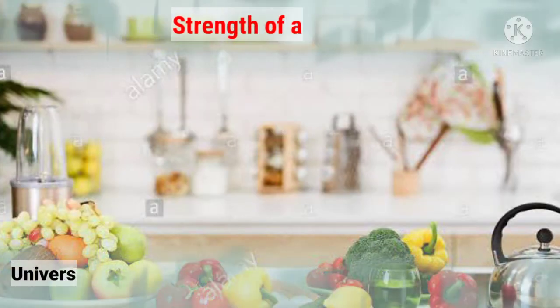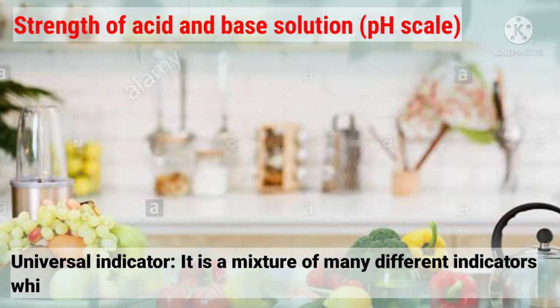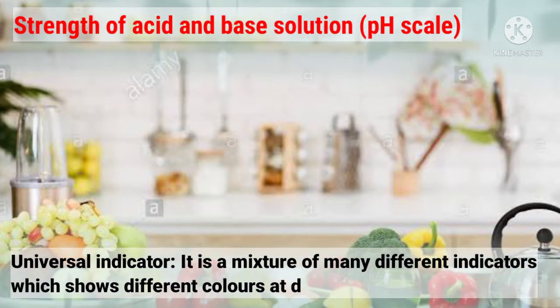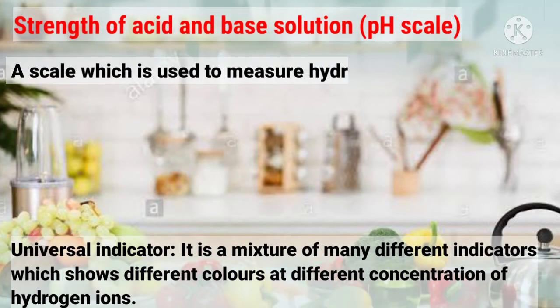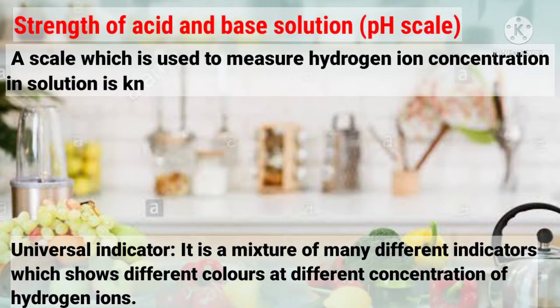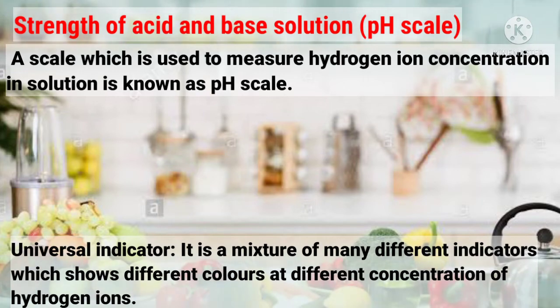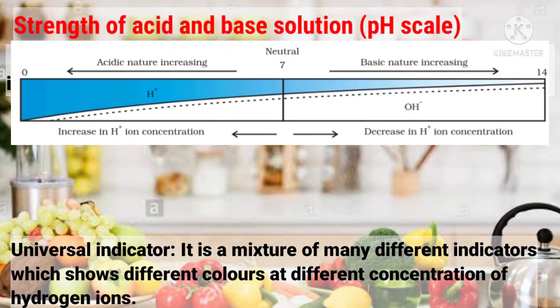Now, we will discuss how to measure the strength of acids as well as bases. This can be done by using the pH scale. Here, P is nothing but potence, which can also be called potential. H is nothing but hydrogen. Therefore, the pH scale is nothing but potential of hydrogen. This is the scale which is used to find out the hydrogen ion concentration in a given solution.